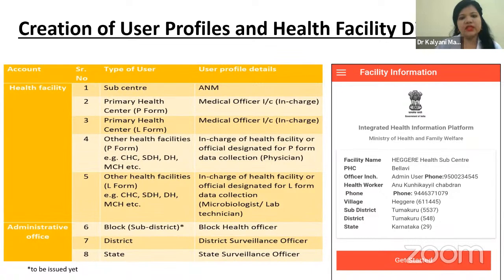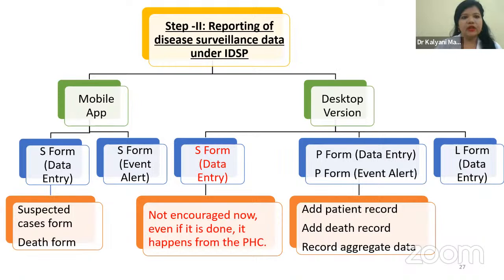Coming to step two, which is the reporting of disease surveillance data under IDSP. It has a mobile version as well as a desktop version. The mobile version is used in the subcenters by the ANMs and the desktop version is used by the P-form and L-form users. The mobile version has S-form for data entry, which includes suspected case forms and death forms. The mobile version also has an event alert form in the S-form. The desktop version has P-form for data entry and event alert.